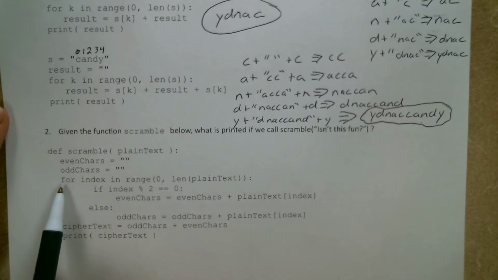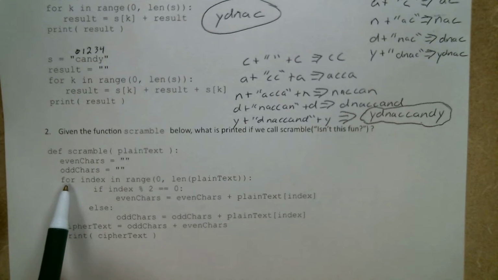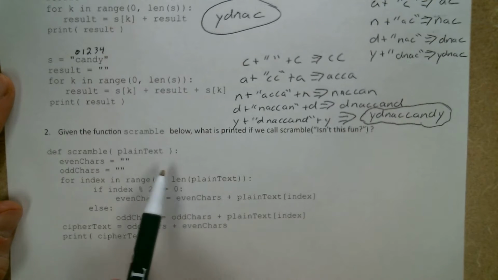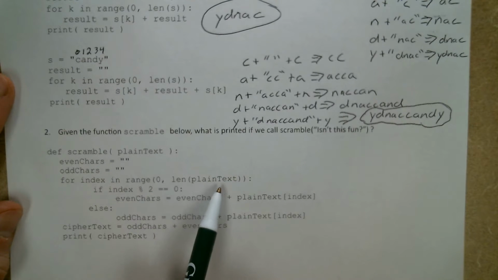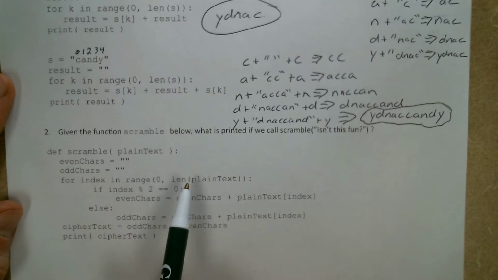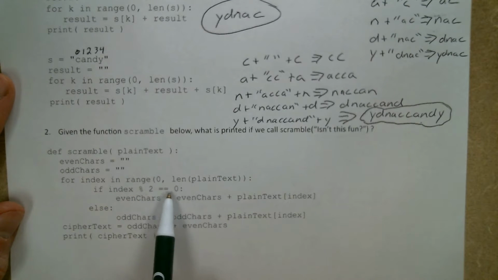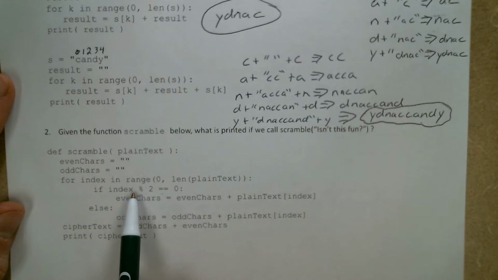We're setting up a loop, and this is the pretty standard loop we've been seeing. So for index in range 0 to length of plain text. This loop is just going to go through the entire string that's passed to our function, or whatever's in the quotes there. And then we have if index % 2 equals 0. So reminder, this is our modulus operator. It's the one that tells us whether or not there's a remainder or what the remainder is.